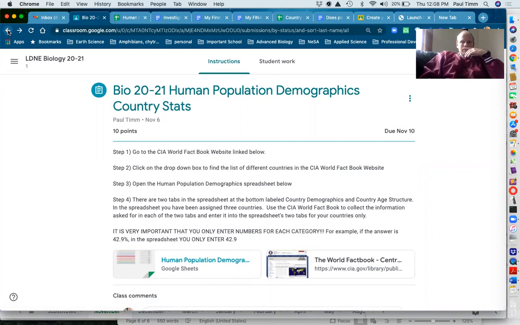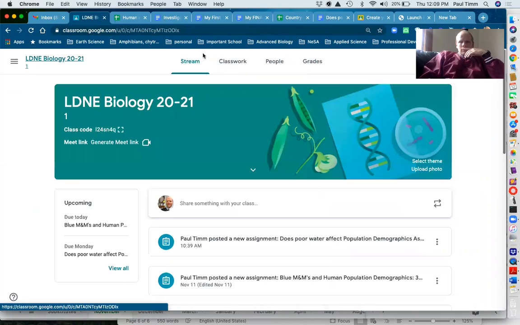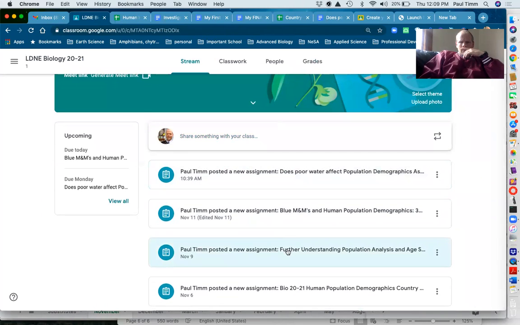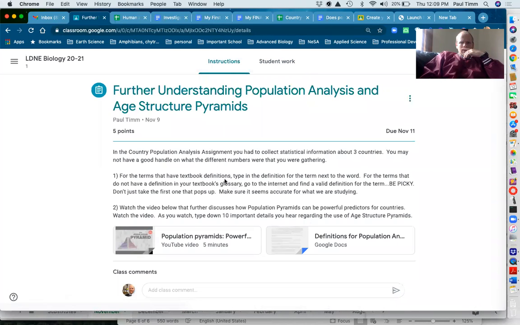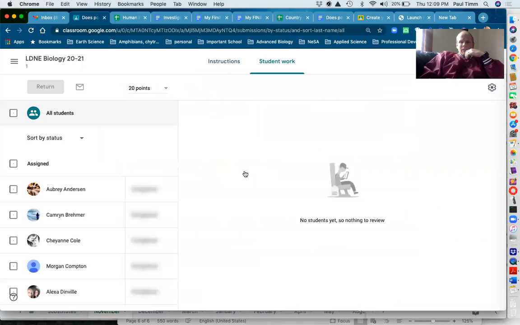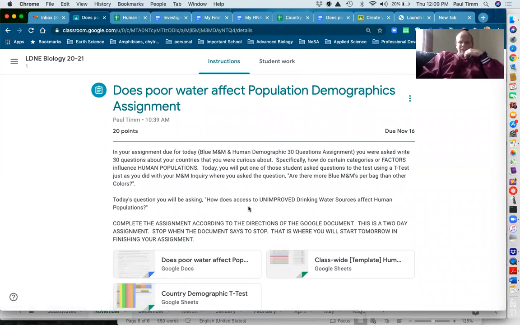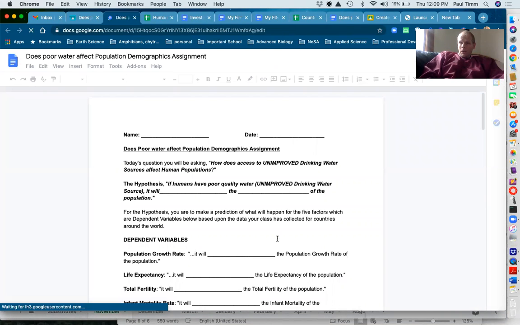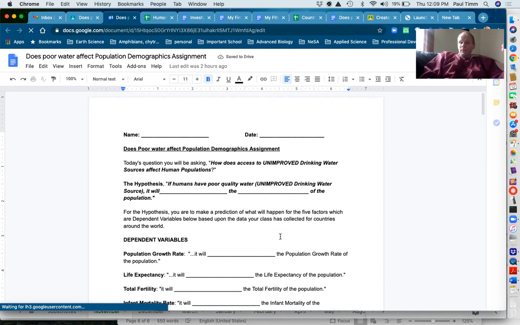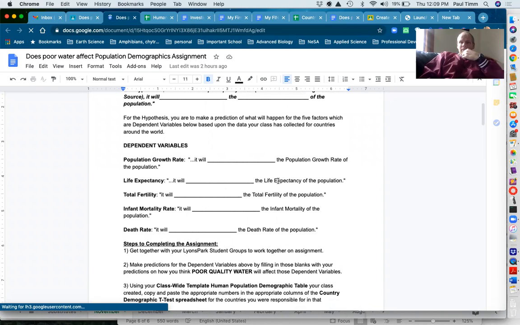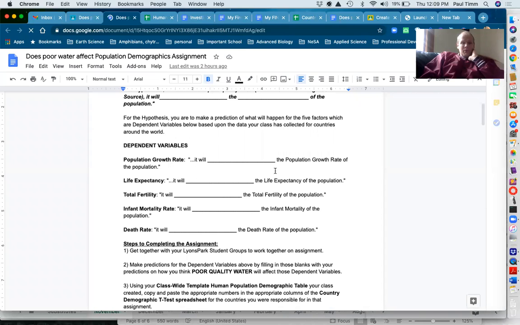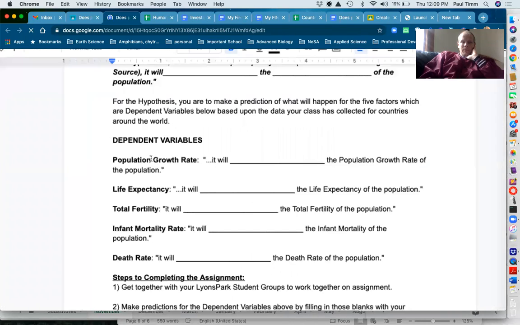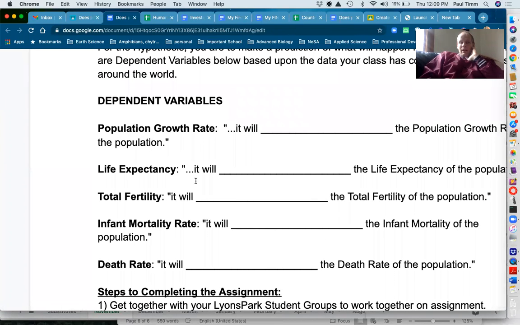took that information. If I go back, we've had a couple more assignments. They have had to answer some questions dealing with age structures and why different populations look a certain way that they do. But now I have them taking it a step further. They're actually conducting an inquiry. I created an assignment here at home that asked the question, does access to poor quality water, right? Something that's not monitored for water quality purposes, influence some of these factors that they can find data on at the CIA World Factbook. Things like population growth rate, life expectancy, total fertility, infant mortality rate, death rate.